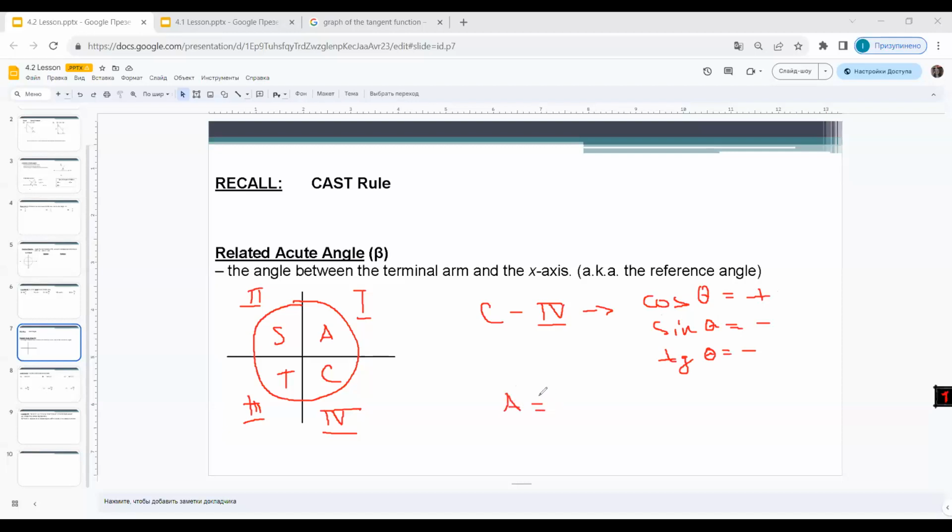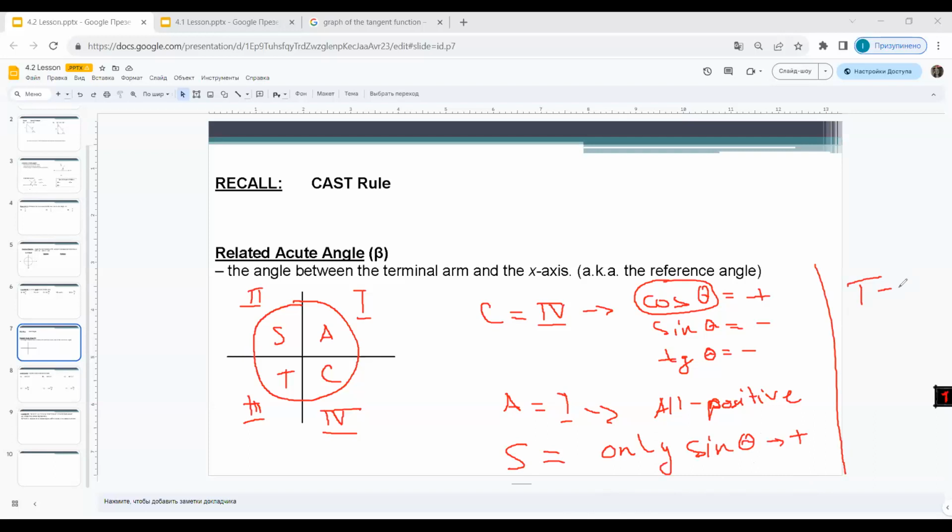For A, from CAST, which is first quadrant, A stands for all, all positive. C, because cosine is positive. The rest of them are negative. A, because all are positive. Guess what happens in S? In S, only sine theta is positive. And finally, last one is T. In T, which is third quadrant, only tangent is positive. The rest of them, sine and cosine, are negative. Please note down this CAST rule.